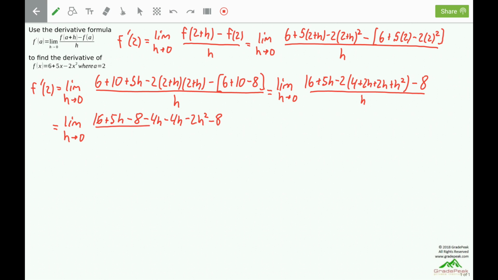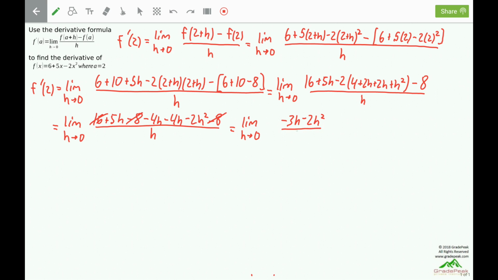At this point we can combine together like terms, and terms that do not have an h in them should fully cancel, because we need to be able to factor an h out of the numerator to cancel with that h in the denominator. We have a 16, a negative 8, and a negative 8, and those will fully cancel. We have a 5h, a negative 4h, and a negative 4h. 5 minus 4 is 1, minus another 4 is a negative 3h. And we have a negative 2h squared.